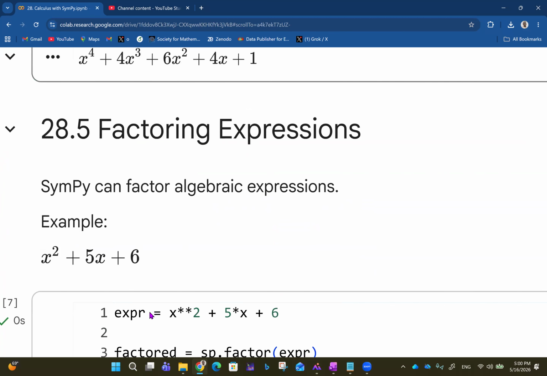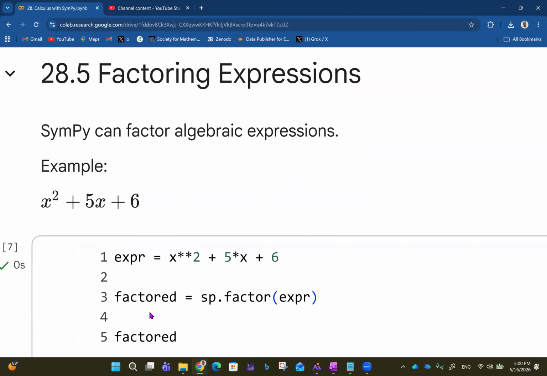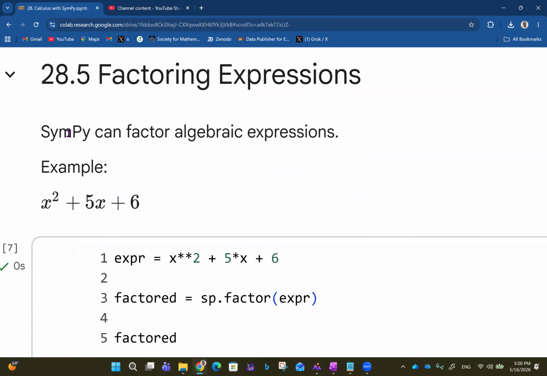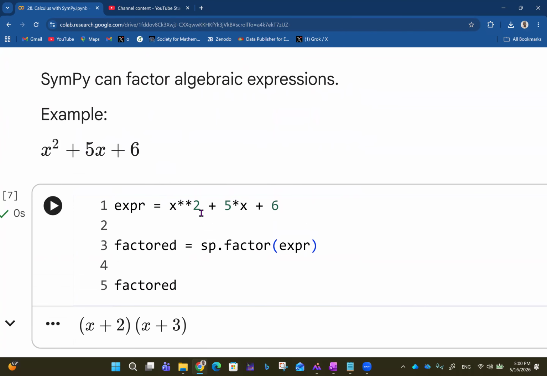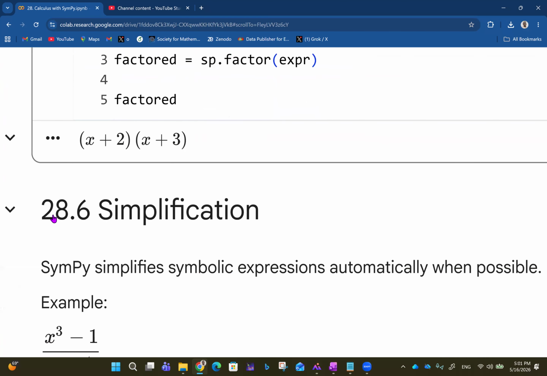Then factoring expressions. We've seen this a couple of times. SymPy can factor algebraic expressions. For example, you have x squared plus 5x plus 6. You declare the expression, and the factored form is obtained by saying sp.factor of the expression, and you get x plus 2 times x plus 3 as required.